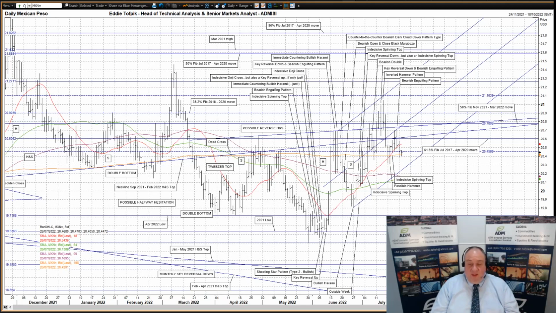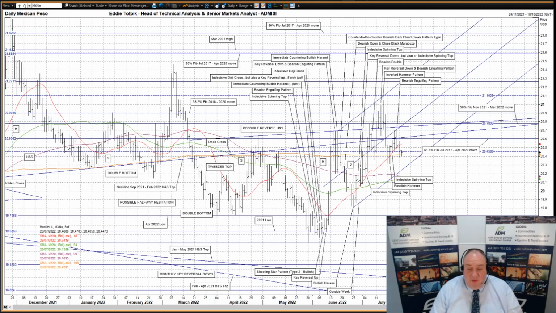We also have overhead the combination of the neckline of the September 2021 to February 2022 head and shoulders top, currently at 20.6157, and the interesting 61.8% Fibonacci line of the July 2017 to April 2020 move at 20.6062. Beyond that, we have the neckline currently at 20.7523 of the mid-March to early July reverse head and shoulders pattern, as well as the 50% Fibonacci line of the November 21 to March 22 move at 20.7802.